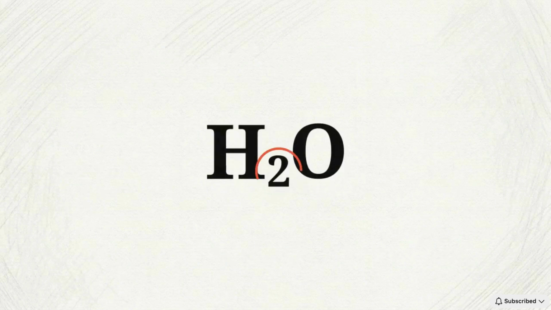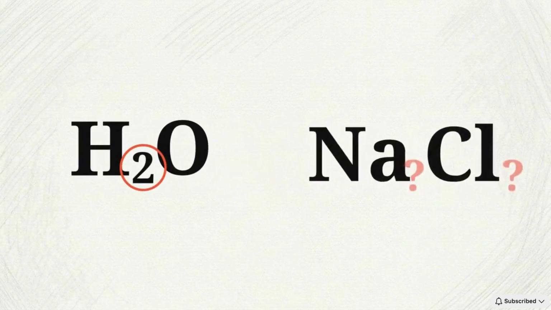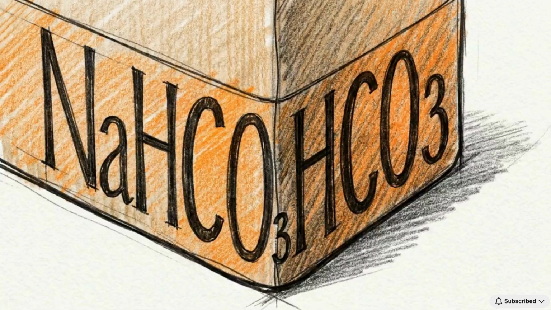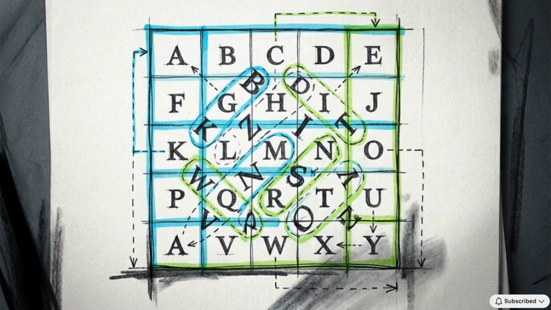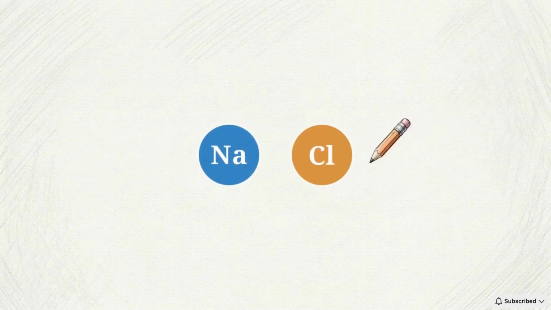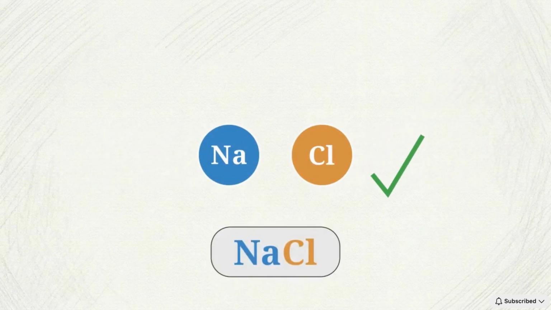At first, these symbols can feel a bit random. Why does water have a small 2 after the H, while salt has no numbers at all? And why does a simple box of baking soda require such a long string of letters? There is actually a highly predictable logic behind these labels. Once you understand how atoms connect, you can begin to write these formulas yourself.